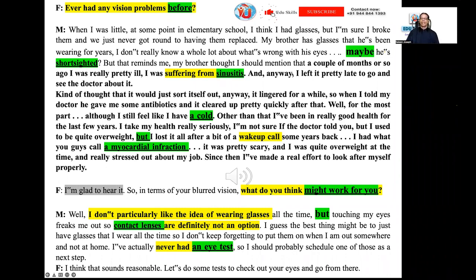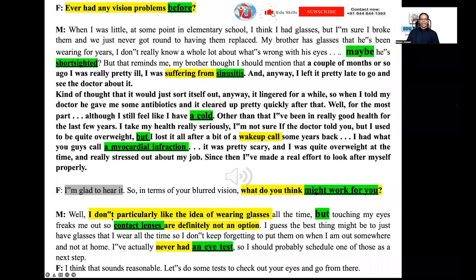I was suffering from sinusitis. You know, normally all these names or the conditions or the modal verbs or those contrasts will be the answers. And I have a cold, suffering from symptoms of cold, it is said in the question statement. But again, one contrast here, as soon as after the contrast, what comes is the answer. Wake up call is the clue given there, a myocardial infarction. So after the contrast, there is the answer. So what do you think might work for you? Next step. In the question booklet, it is given next step.